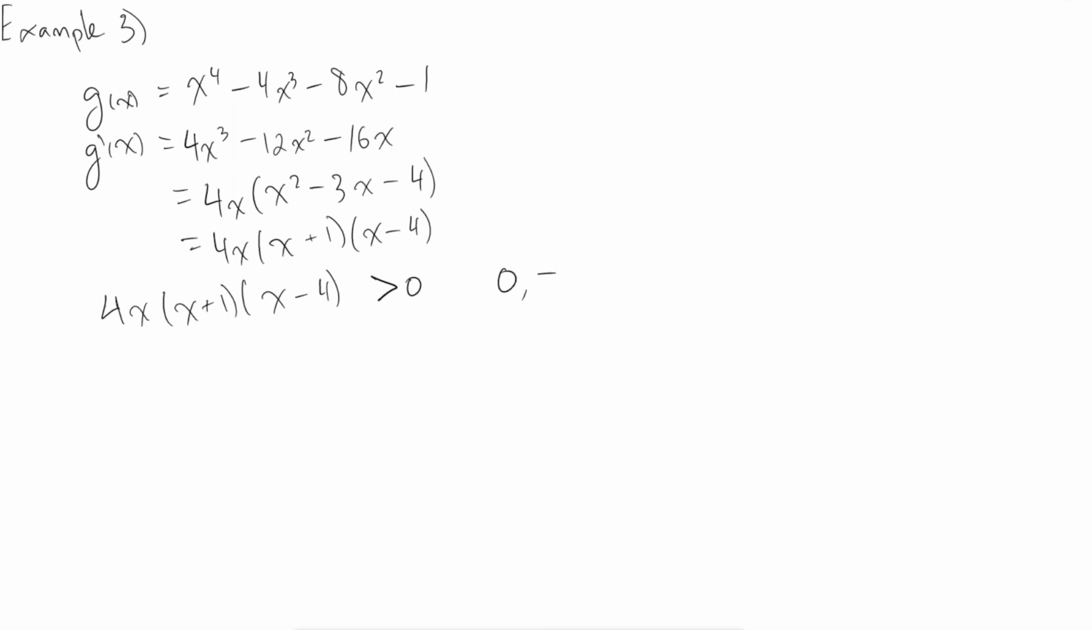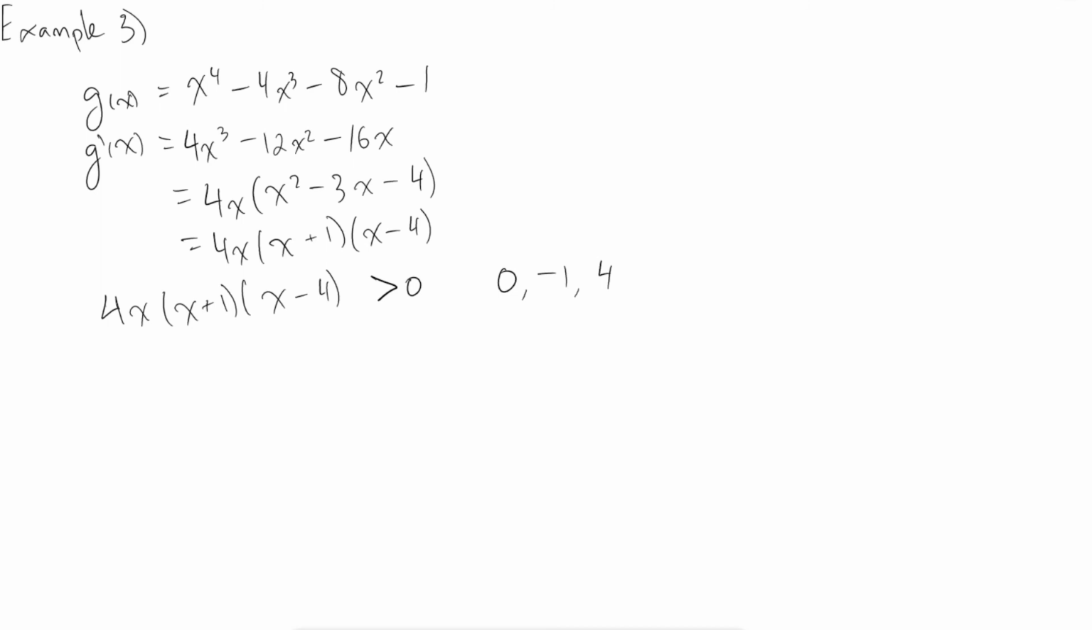0, negative 1, positive 4, which means since I have 3 key points, I'm going to have 4 intervals. You always have one more interval than key point, unless, of course, you have duplication of your key points. So I have to think about it.